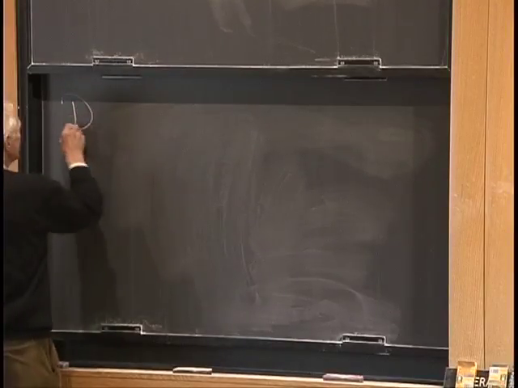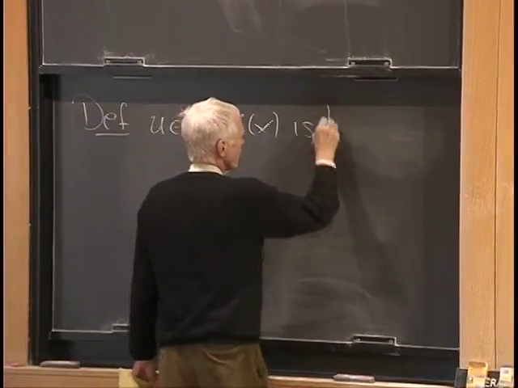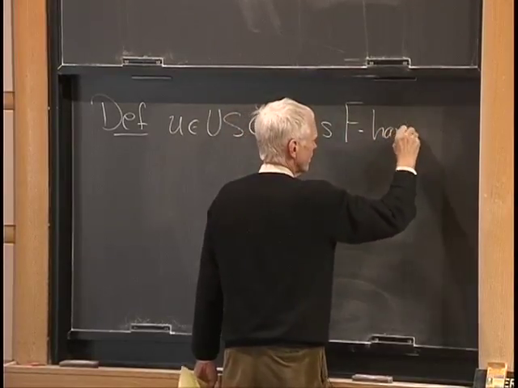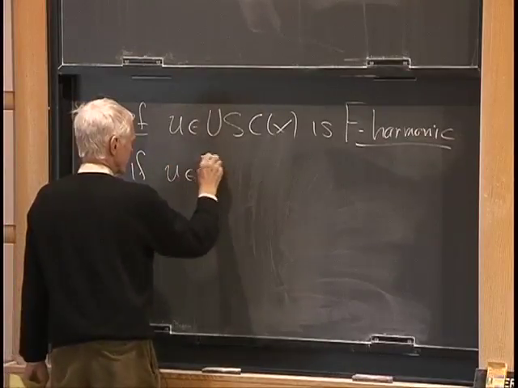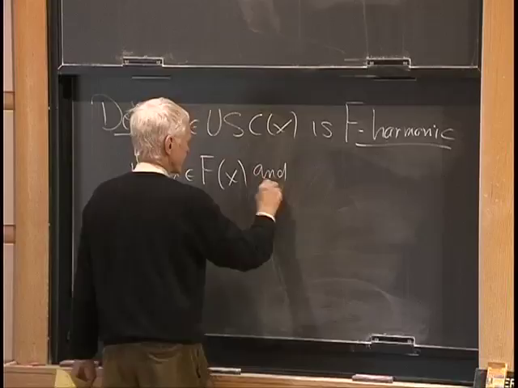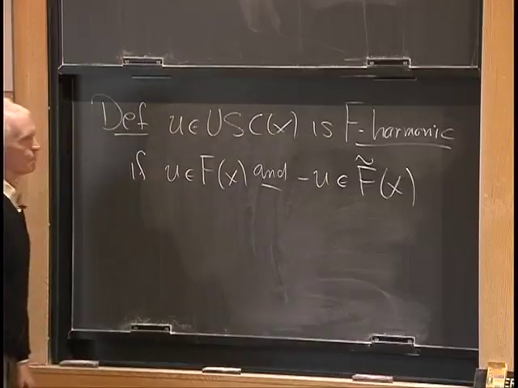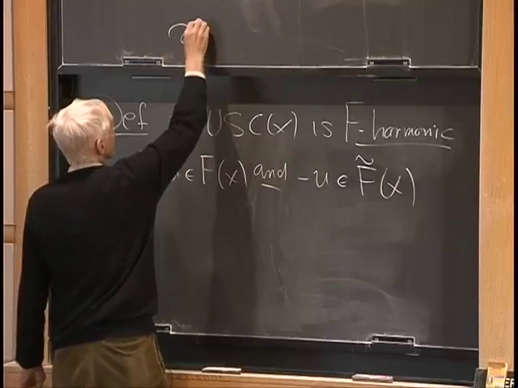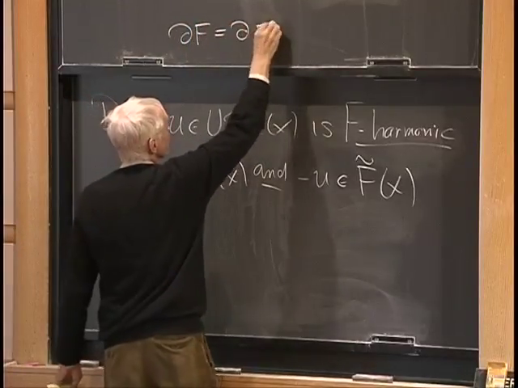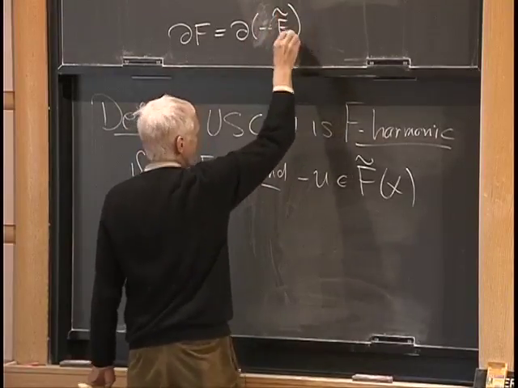So now I have a definition. If I have a function which is upper semi-continuous, then it's F harmonic if u is F subharmonic and minus u is dual harmonic, F tilde harmonic. Now this really does put it on the boundary. You can see that the boundary of F is the boundary of F tilde, is the boundary of minus F tilde.